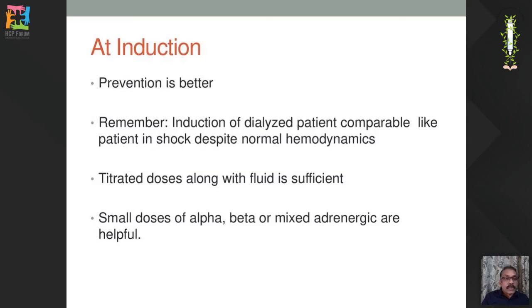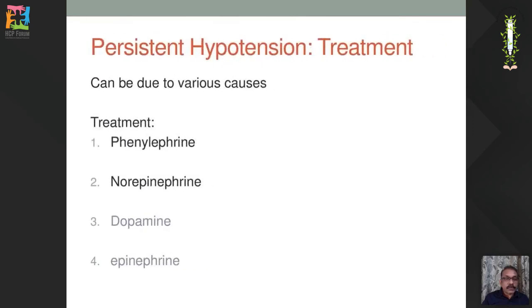At induction, how do we prevent hypotension? Prevention is always better than treatment. Induction of a dialysis patient is always comparable to a patient in shock, despite normal hemodynamics. They are dry patients, so you have to be very careful. Titrated doses along with fluid are sufficient, or small doses of alpha, beta, or mixed adrenergic agents are helpful. If there is persistent hypotension, what are the choices? You can give phenylephrine or norepinephrine. Dopamine is again a question of debate.